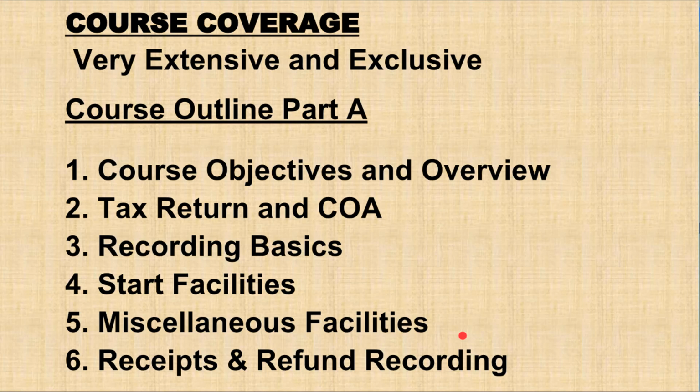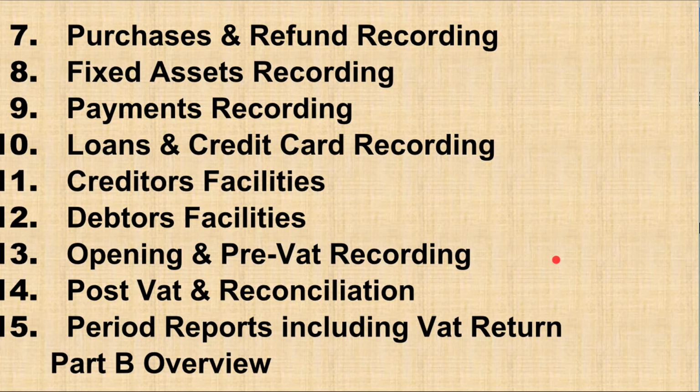So in the outline for Part A, we'll look at the course objectives and overview, which is what we are doing. We'll look at the tax return and the chart of accounts. We'll look at recording basics. We'll look at start facilities, miscellaneous facilities, receipts and refund recording. Number 7, we'll look at purchases and refund recording, fixed assets recording, payments recording, loans and credit card recording, creditors facilities, debtors facilities, opening and pre-VAT recording, post-VAT and reconciliation, period reports including a VAT return. And that brings us to the end of Part A. And then, of course, we shall have a quick overview of Part B.